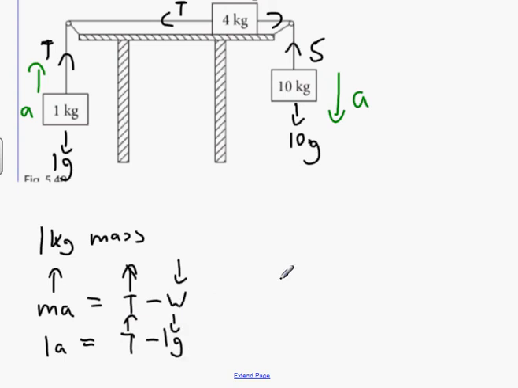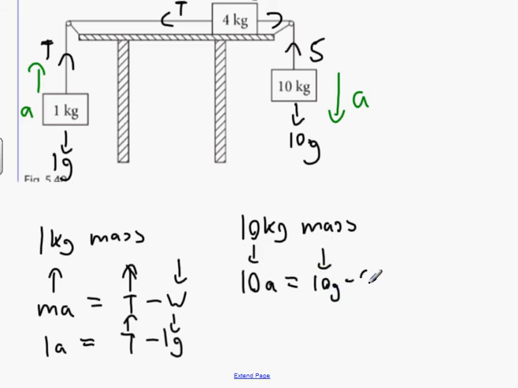That's equation 1. Equation 2, your 10 kilogram mass is going to be MA, which is 10A, common acceleration. In this case, weight is beating tension, so we're going to go 10A going downwards equals 10G minus S. This time, these two equations aren't relatable. Why are they not relatable anymore?